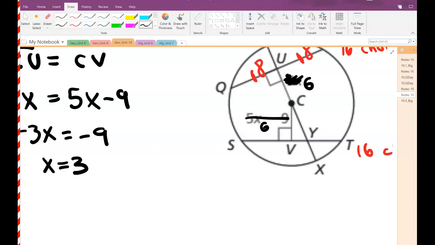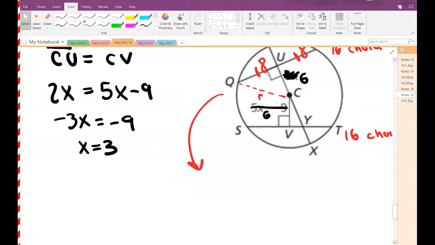But if you remember that a radius goes from the center of your circle to any point on the outside, we could draw an infinite amount of radii. So for example, this red dashed line here could be a radius going from Q to C. That's a radius. Let's say that's R. What I'm going to do is pull that little piece off to the side here so you can see what we're working with now.